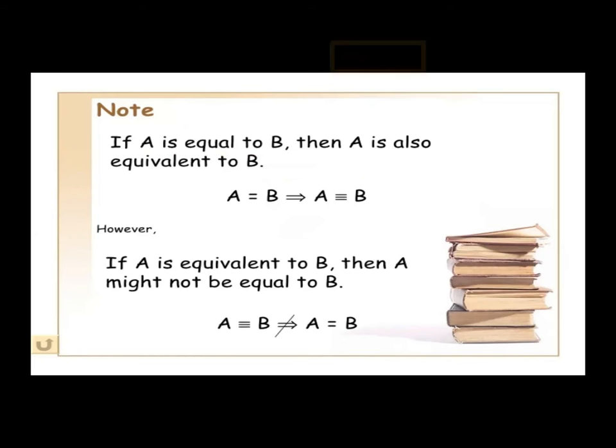If A is equal to B, then A is also equivalent to B as well. It means that if we say set A equals set B, we can also say that set B equals set A. If A is equivalent to B, then A might not be equal to B.